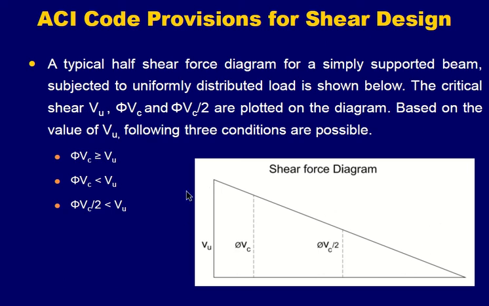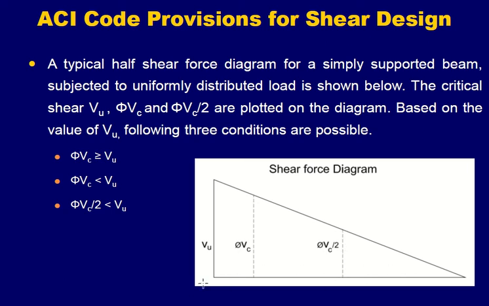The critical shear Vu is shown here. The concrete capacity phi Vc is also plotted on this diagram, and phi Vc divided by 2 is plotted as well. For example, you have performed the analysis and determined the critical shear value Vu. Vu is, for example, 200. Now, from the ACI equation, you have found the value of phi Vc, and let's suppose it is 100. So you have plotted 100 for phi Vc, and phi Vc divided by 2 is 50, so you have plotted 50. Here, this is the length of the beam.